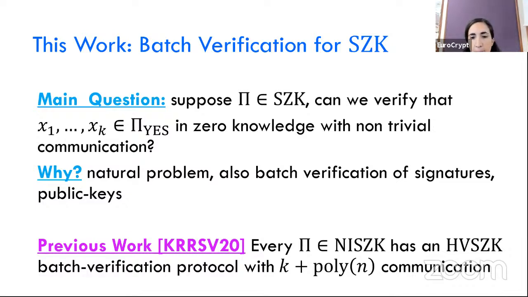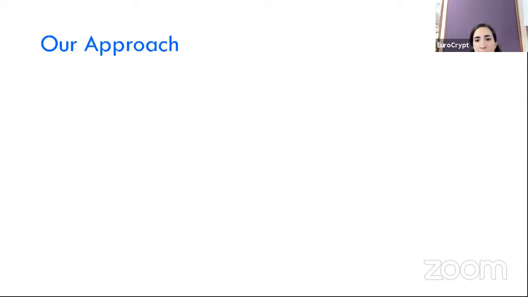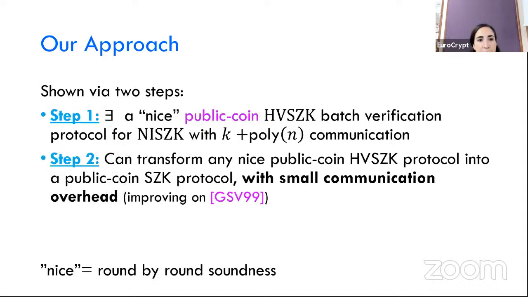Okay, so in this work, we eliminate these two drawbacks, and we show that every problem in NISZK has a public coin statistical zero knowledge batch verification protocol with communication of K plus poly(n), the same communication. Our approach is to do that in two steps. First, we show a public coin honest verifier batching protocol for this problem.